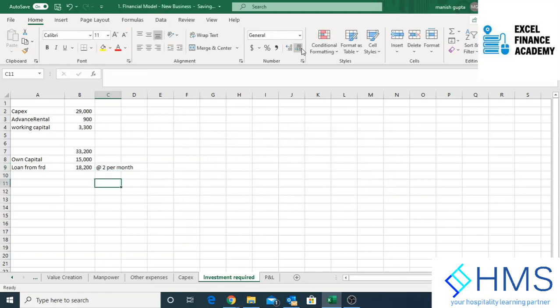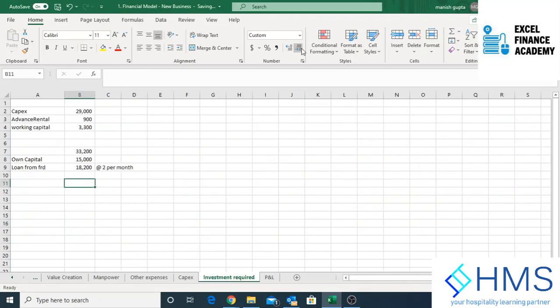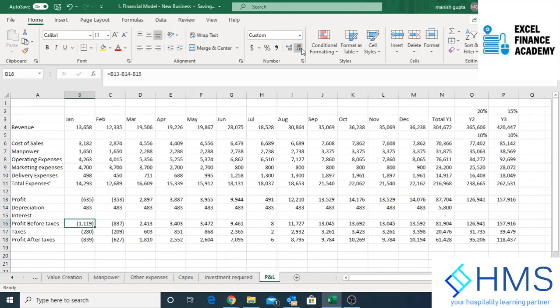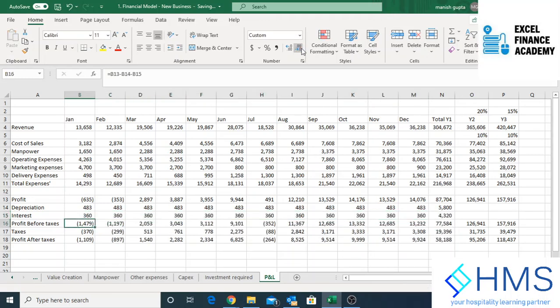How much is the interest that you have to pay now? So you can put it here in the P&L: 18,000 times 2%. That's your interest portion only, right? Yes. So how long do you have to pay the interest? That's what we're going to do now. So this is your interest for the whole year.